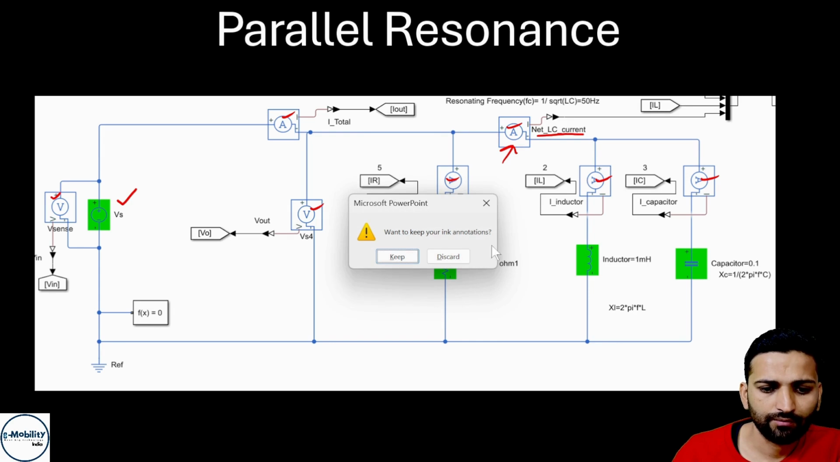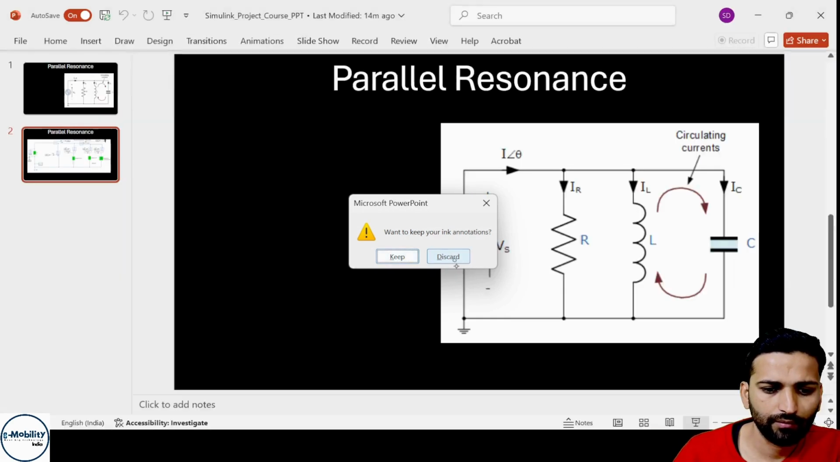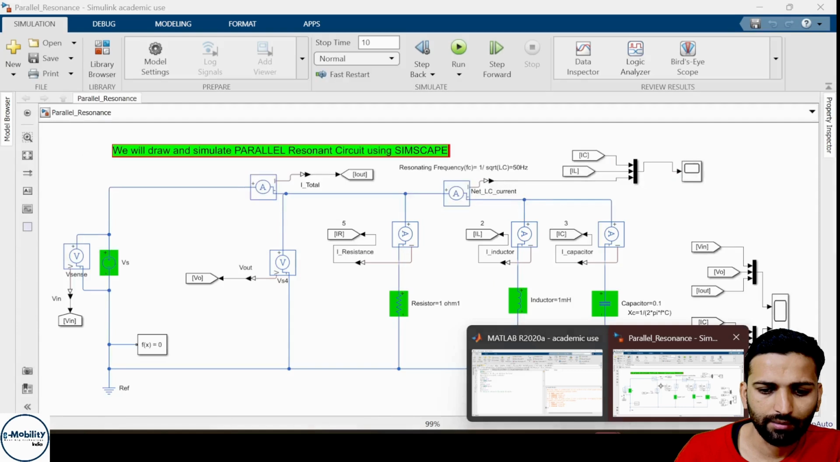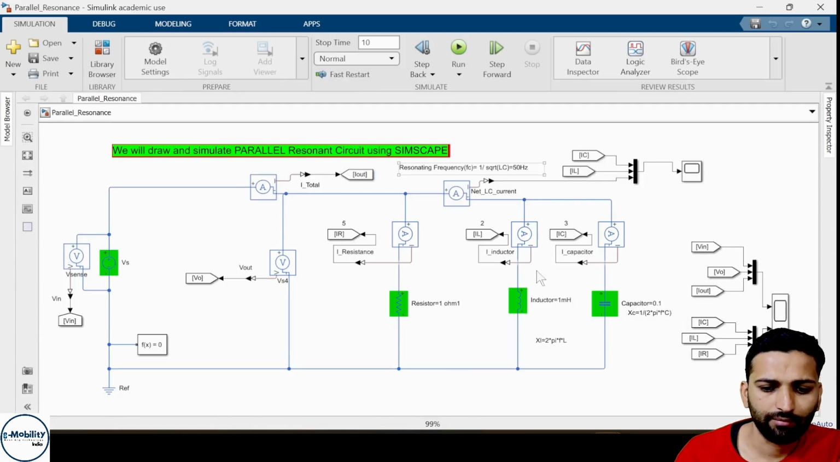Okay, so now I'll be doing this. So let's go to the MATLAB directly. So now you can see the MATLAB window. In this I have made a similar MATLAB program. So here is the voltage source.